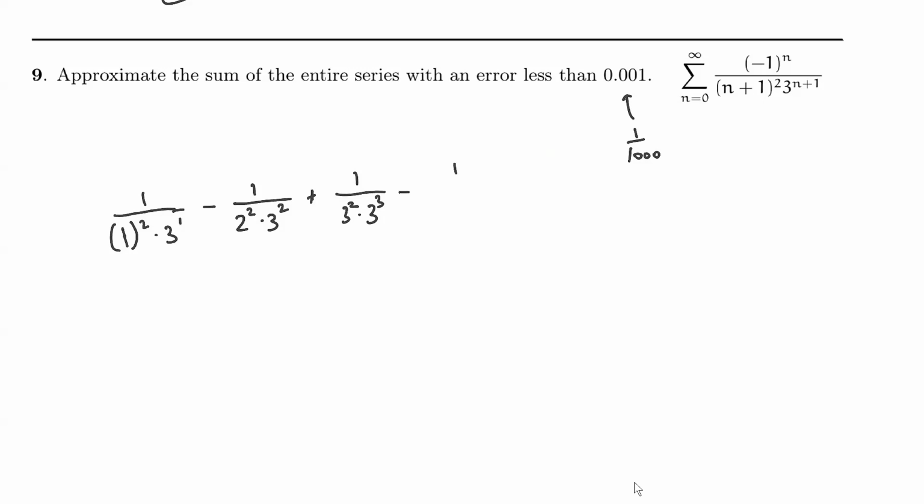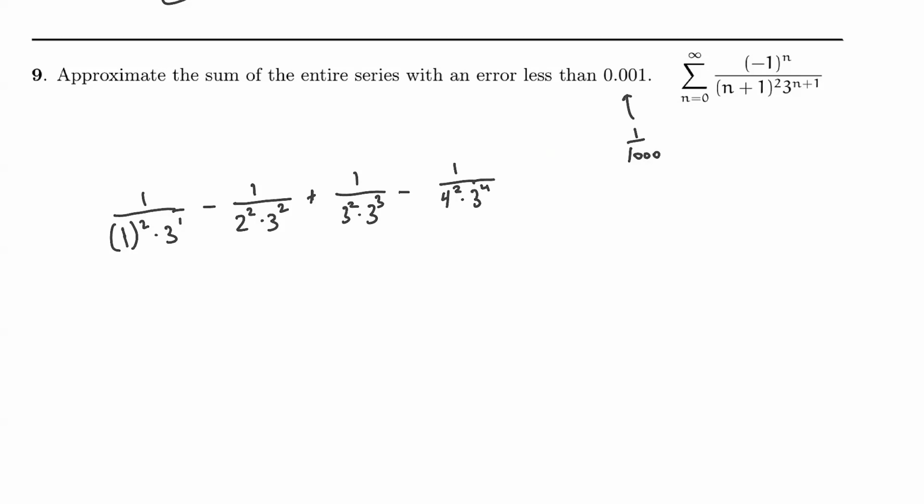So let's plug in one more, 1 over 4, 1, 2, 3, 4 squared, times 3 to the power of 4. I think this is not enough. 3 to the power of 4 is 81, and then 4 squared is 16. Is 16 times 81 more than 1,000? Will this work or no? It is? Okay, so maybe this works, right?